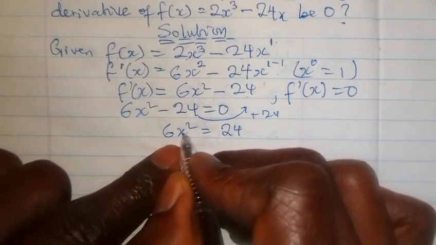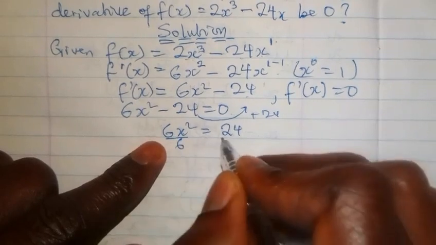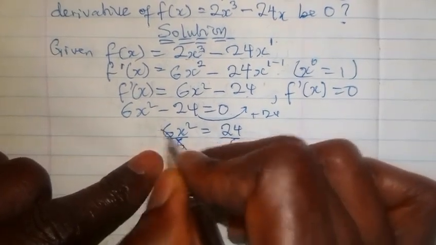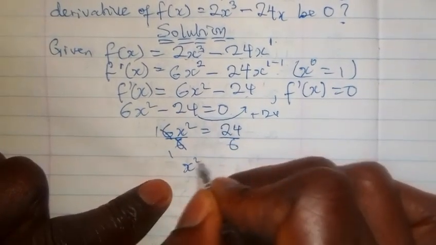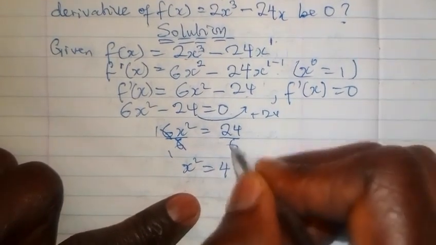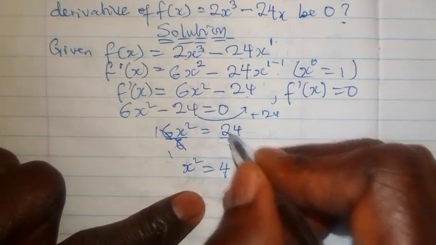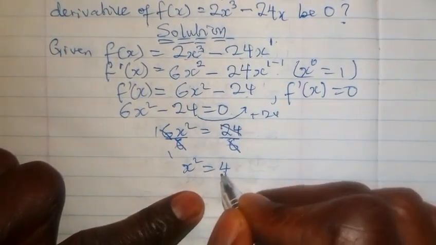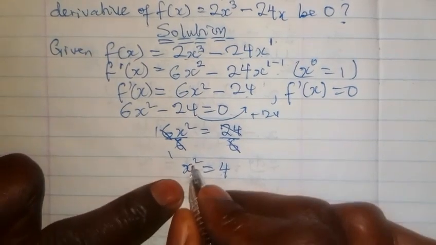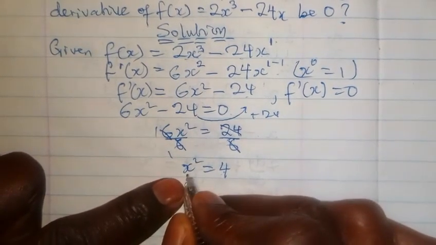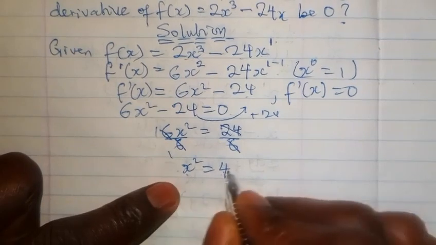Now, we know we are looking for x. We need to divide both sides by 6 in this case. And if we do that division, our x² will become 4. Well, how do we get this 4? Our 6 will go into 24 four times. Now, we need to remove the square in order for us to get this x. And what do we do? We take the root of both sides.